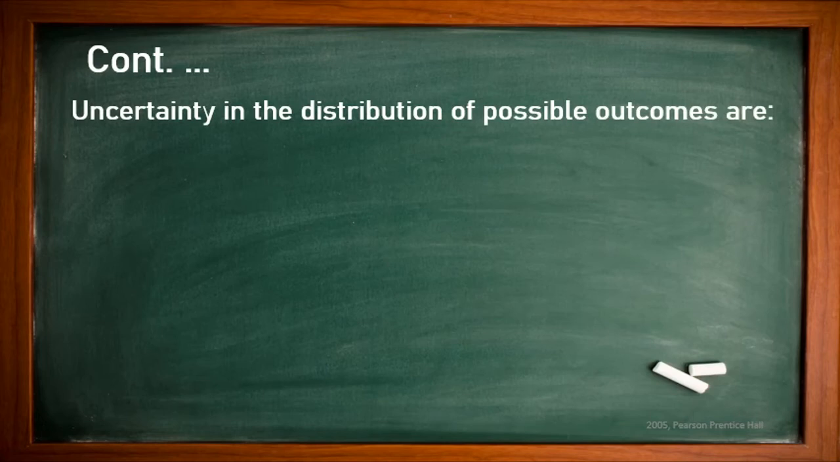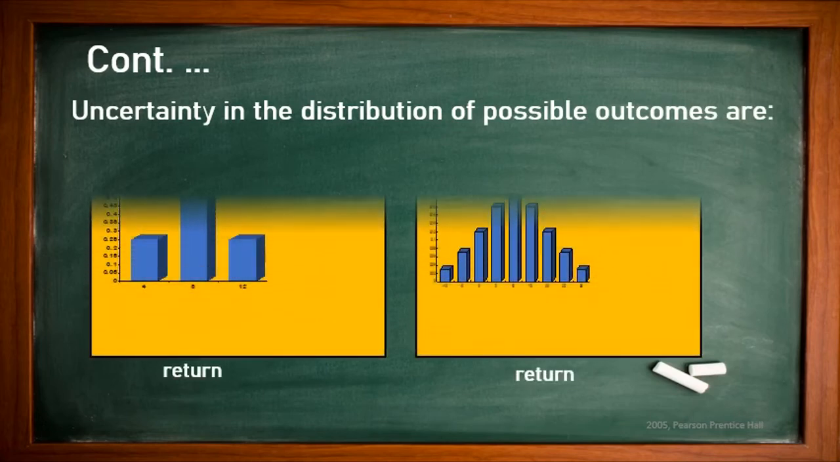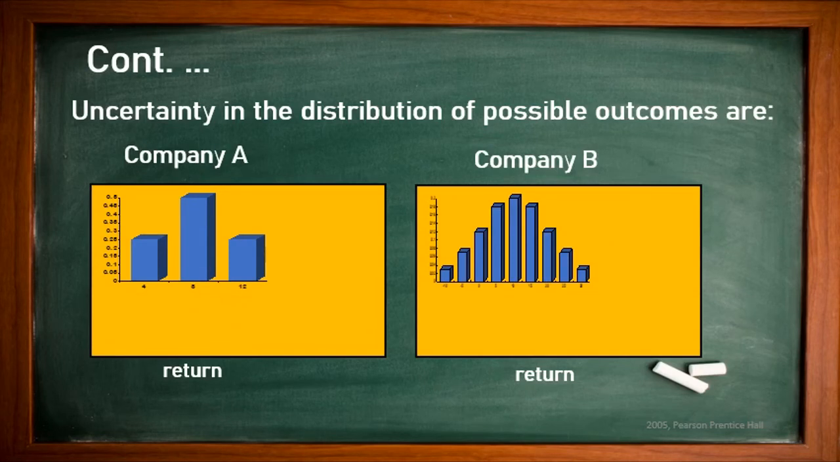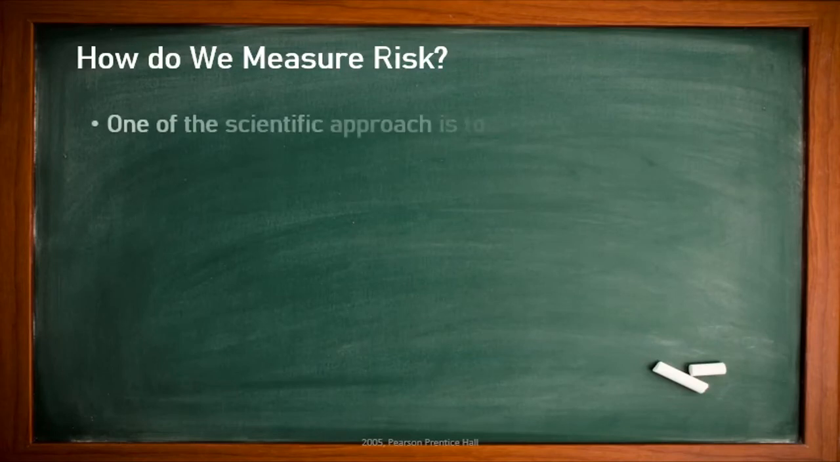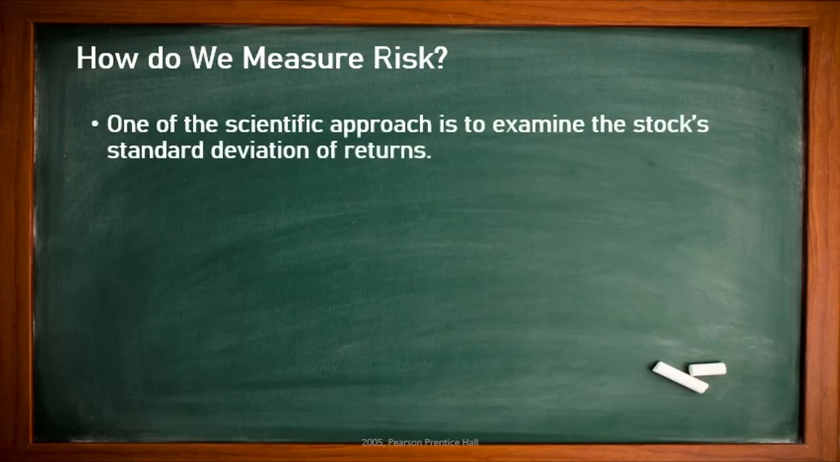Uncertainty is a distribution of possible outcomes. Suppose there are company A and company B. Company A's returns are very high and steady, but for company B's returns you find many ups and downs. So this situation would be there. We have to understand both situations and then invest our money. How do we measure the risk? How can we calculate the risk?